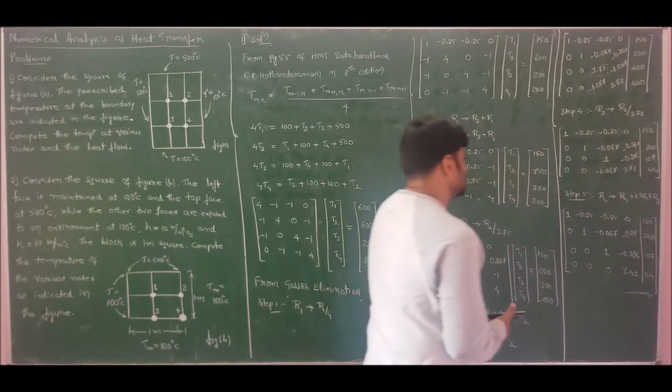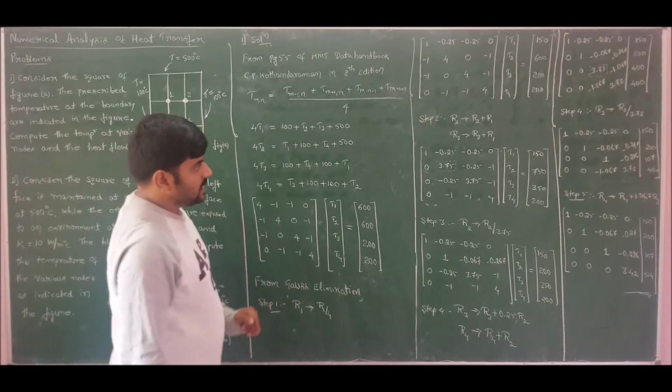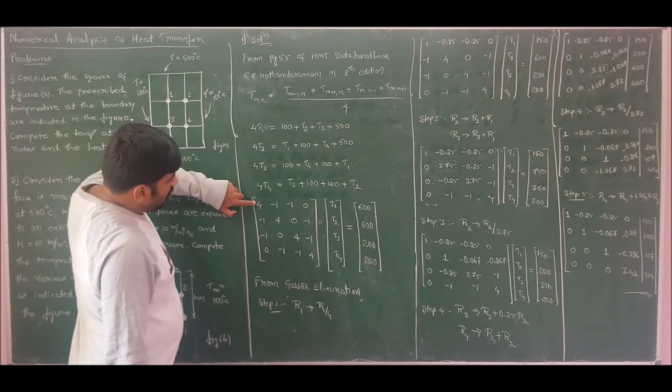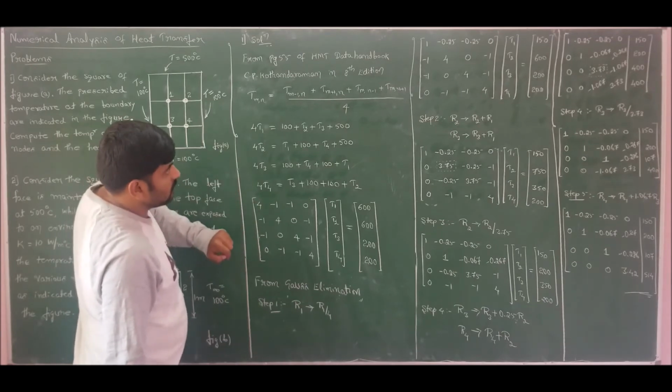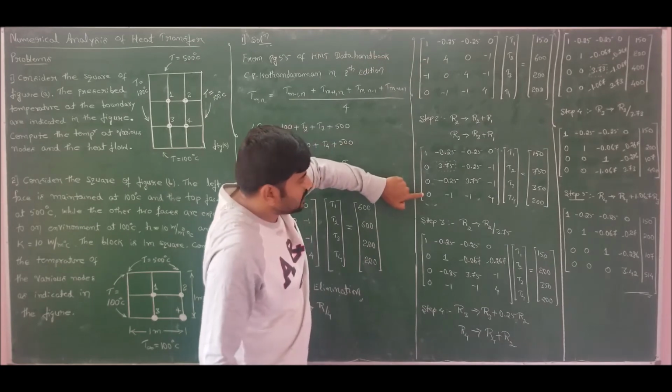So this completes the forward elimination in the Gauss elimination technique. It is very simple. Use A11 as a key element and make all the elements below A11 as 0. That is what I have done. I made the key element 1, below which I made everything 0.